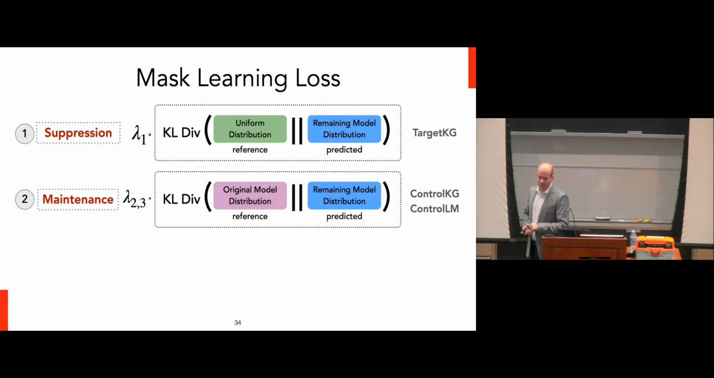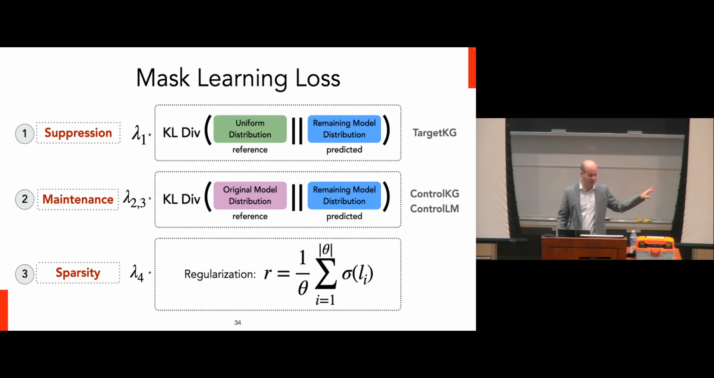And then for the control elements, we're going to define 2 loss terms. The first, both times, is minimizing some sort of KL divergence between the original model's distribution and the remaining model's distribution. So for control KG and control LM, whichever sequences we're using to model those control states, we're going to try and make sure that whatever the remaining model thinks about these sequences looks roughly similar to what the original model did. So it shouldn't affect how the remaining model thinks about these concepts.